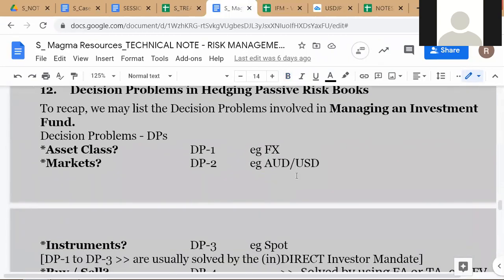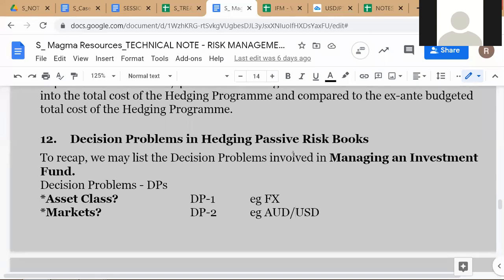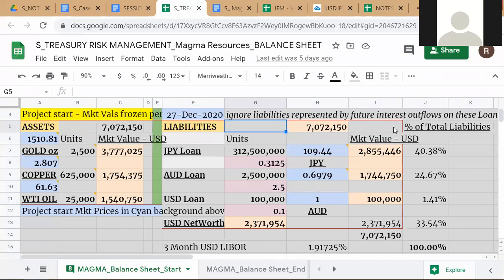Going back to the decision problems that we first discussed when we were discussing active risk books. Active risk books were your speculative trading books, like an HDFC mutual fund or a Quantum fund, which is a hedge fund, then any kind of your own trading books that you're running. Vipul is running his trading books in Indian equities and options. Those are all active risk books because they start with a setup where, let's say, there's no debt, there's no borrowing. So this whole liability side is all owner's equity or net worth.